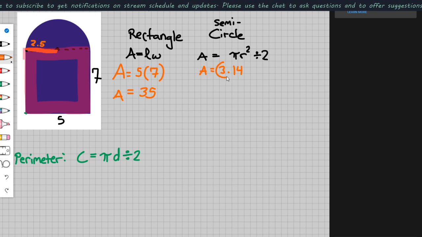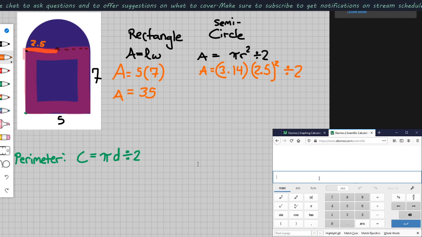3.14. That's the value we're going to use for pi. Radius is going to be 2.5. We're going to square that number, and then at the very end we're going to divide by 2. So 2.5 squared, I'm going to bring that up real quick on the calculator so we can just plug this straight in. Here we go. So 3.14 times 2.5 squared. I just want to make sure that you can see the calculator.